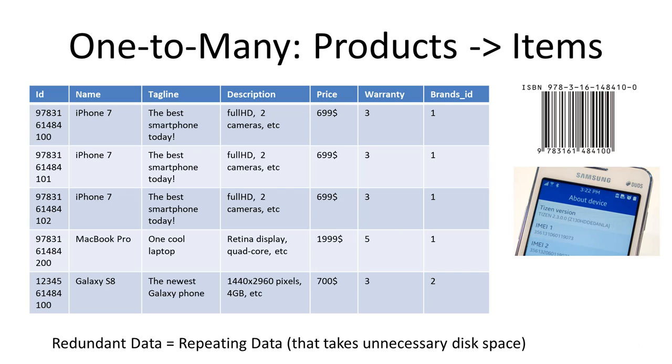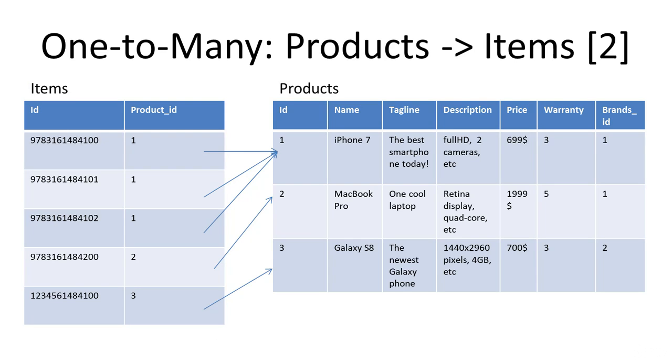Ready? Let me show you how I would. I'd break this data in 2 tables. One is called products and stores generic data about the product, and the other is called item. Here we store specific item related data.